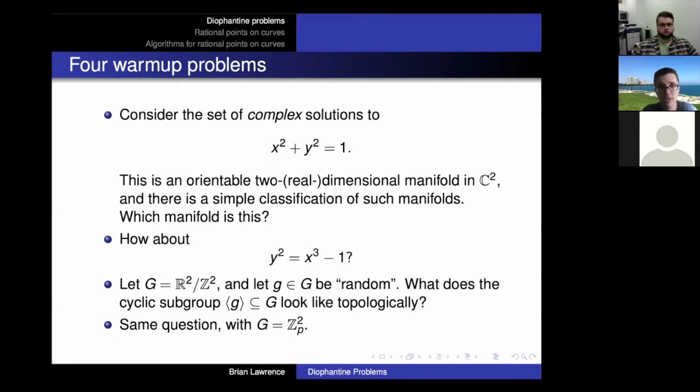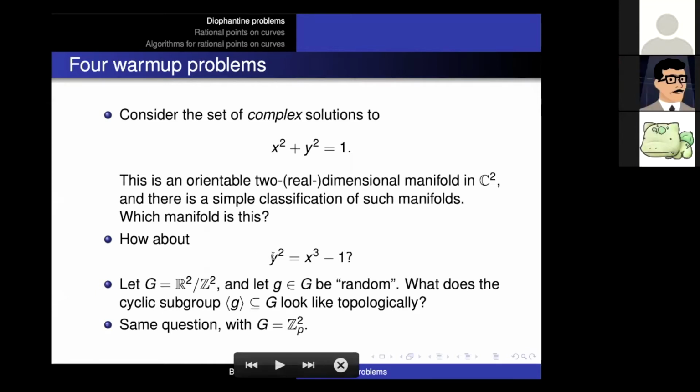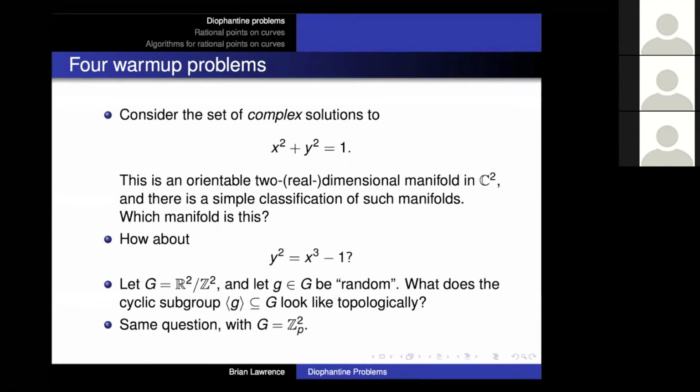And that's going to be dimension 1 over C. So topologically, it has dimension 2. It's a surface. It's an orientable surface. And you know there's a classification of orientable surfaces, from elementary topology. And so I'm asking you, which surface is this? I can ask the same question maybe for any polynomial equation I like.